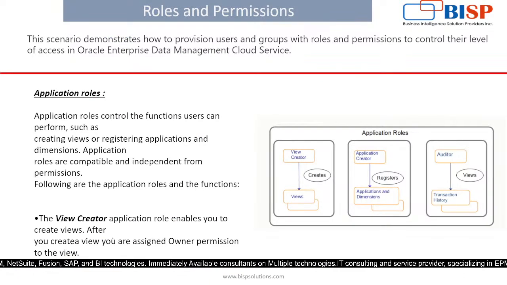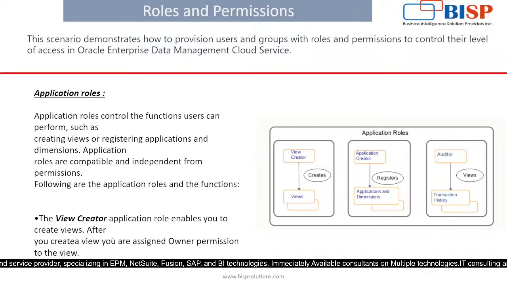So what are roles and permissions? This scenario demonstrates how to provision users and groups with roles and permissions to control their level of access in the EDMCS application. Basically, we are just maintaining the access rights, either read access or write access, for whom we want to provide the application roles. An application role controls the functions a user can perform, such as creating views or registering applications.